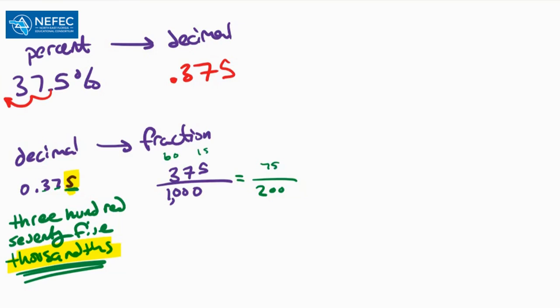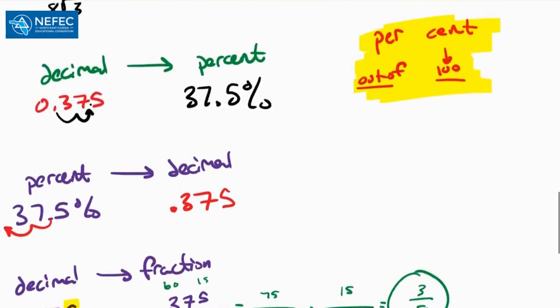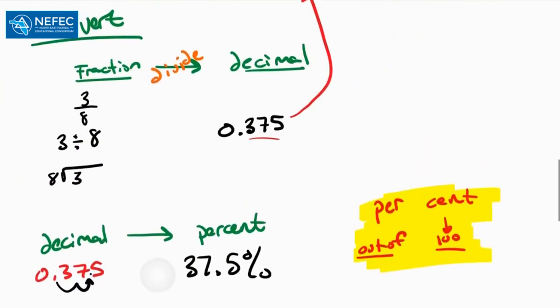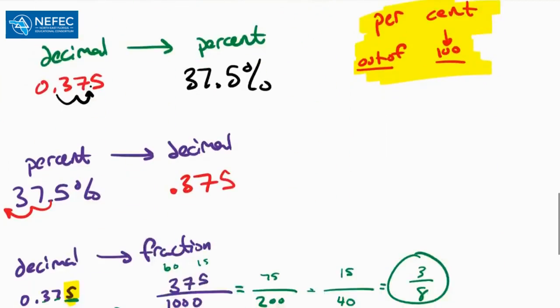Now I'm going to do this again. Another time going by 5, it will be 40 and 15. I could go by 5 again and get 3 and 8. And well, there we go, 3/8, which is exactly what we started with, was the 3/8.